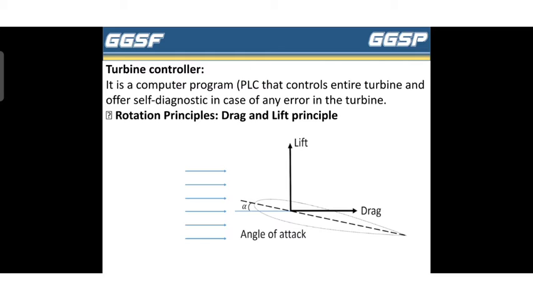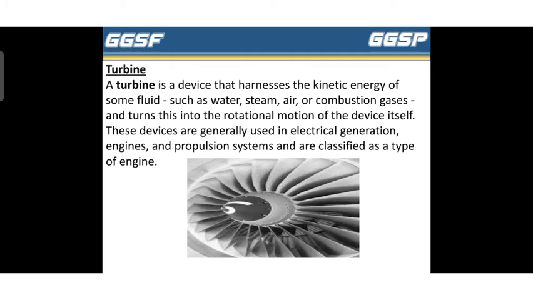Rotation principles: drag and lift principle. This is a diagram of angle of attack and the lift and drag principle, that is the rotation principle. Turbine: a turbine is a device that harnesses the kinetic energy of some fluid, such as water, steam, air, or combustion gases, and turns it into the rotational motion of the device itself.